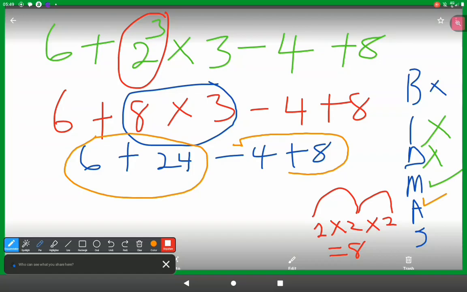Then you're going to do 6 plus 24, that's 30. Subtract 4 plus 8 is 12. Then what is 30 minus 12? 30 minus 12 will give you 18.